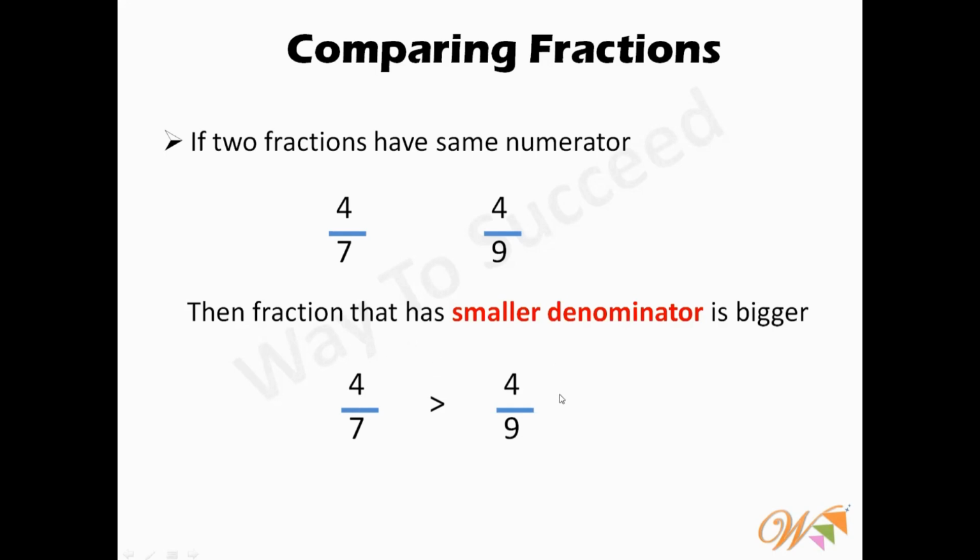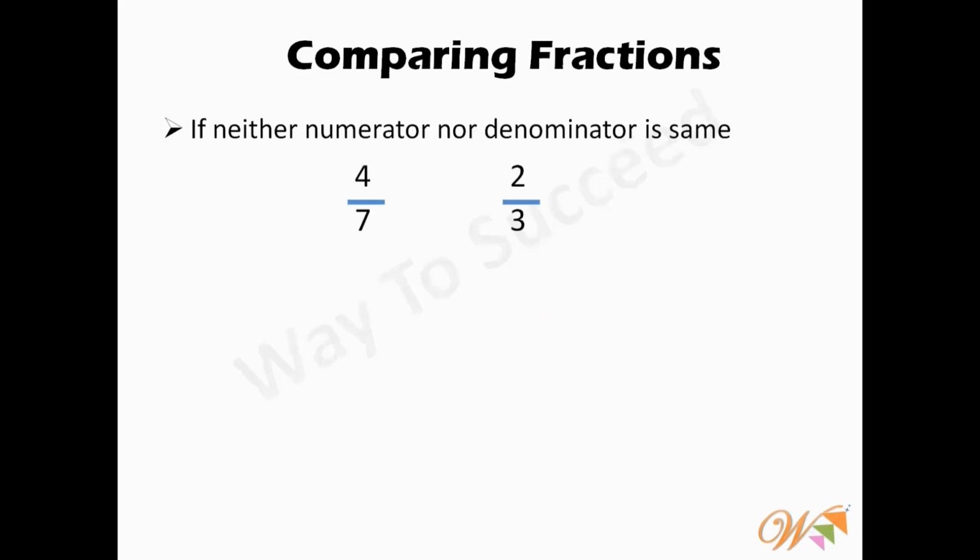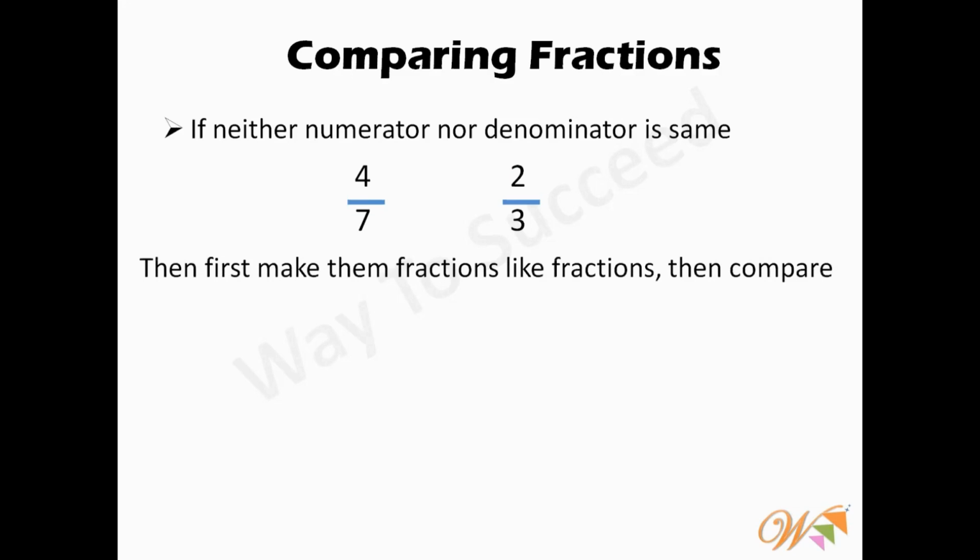Now let's say you have to compare the fraction. Now neither the numerator is same nor the denominator is same. I have a fraction 4 by 7 and I have a fraction 2 by 3. I don't know if 4 by 7 is bigger or 2 by 3 is bigger. Remember, when neither numerator nor denominators are same, we have to make these fractions first like fractions. So how do we make them like fractions?